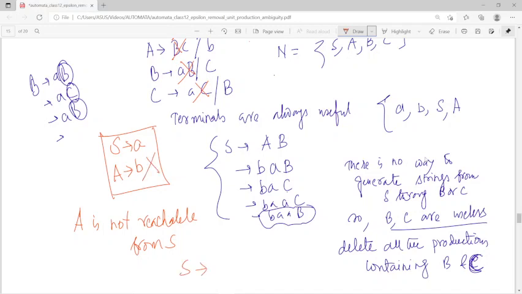So the only productions that remain are from S to A, right? So that will happen. That is the important thing.